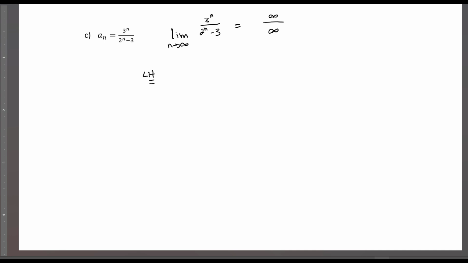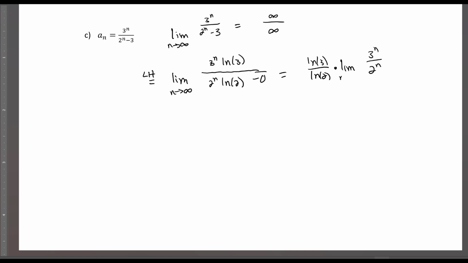Let's try to use it, and then talk about a way we could be a little more efficient. If we take the derivative, the numerator is 3 to the n. The derivative of 3 to the x is 3 to the x ln of 3, so the derivative of 3 to the n would be 3 to the n ln of 3. In the denominator, the derivative of 2 to the n would be 2 to the n ln of 2, and the derivative of that minus 3 is 0. So in terms of a limit, the ln of 3 is a constant, and the ln of 2 is a constant. So let's pull those out of the limit process, and we're looking at 3 to the n over 2 to the n.